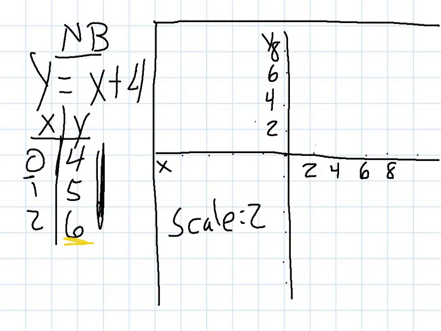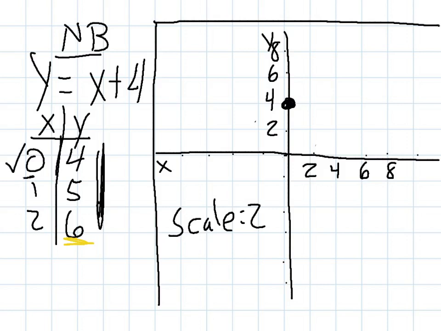So now this right here gives me the coordinates that I need to plot. For x is 0, I'm going to go 0 left and right, and I'm going to go 4 up. So 1, 2, 3, 4. Right here on the y-axis, I've gone 0 over and 4 up. I just plotted that point.